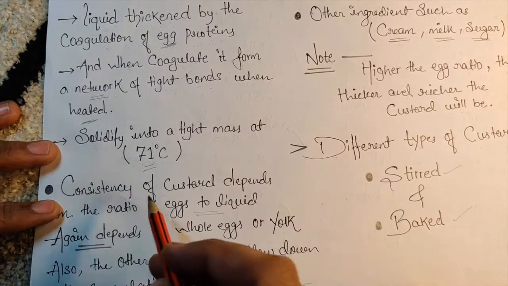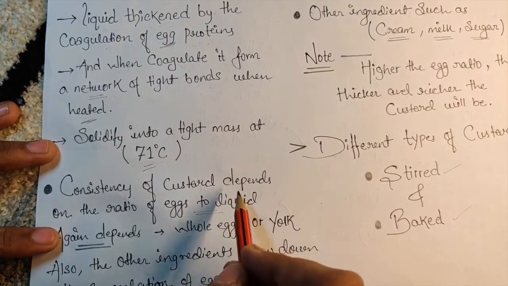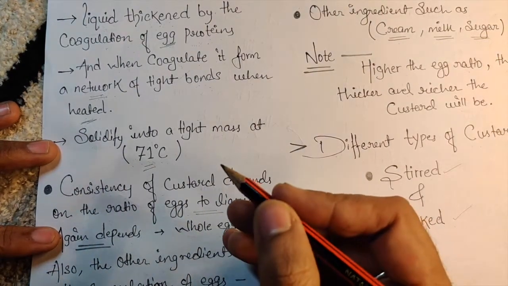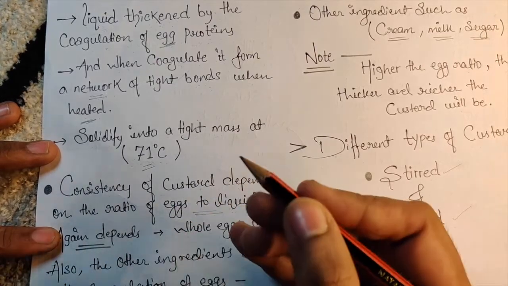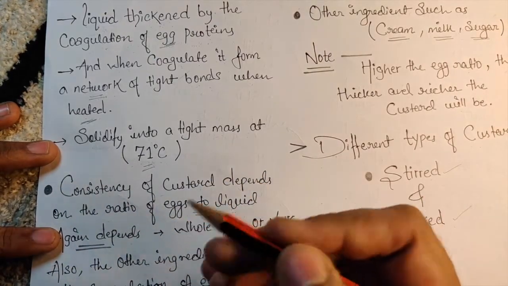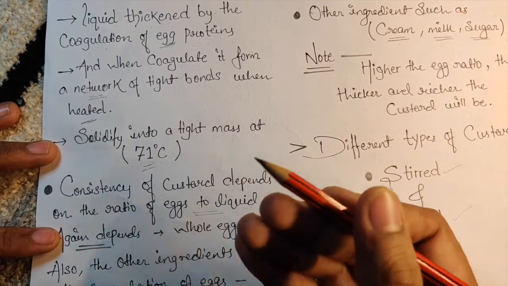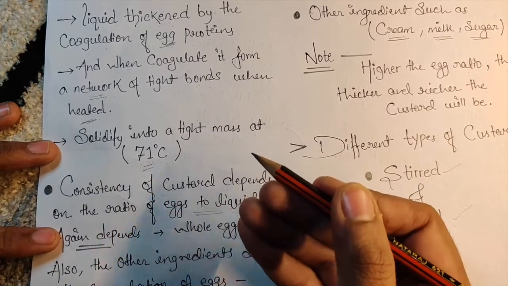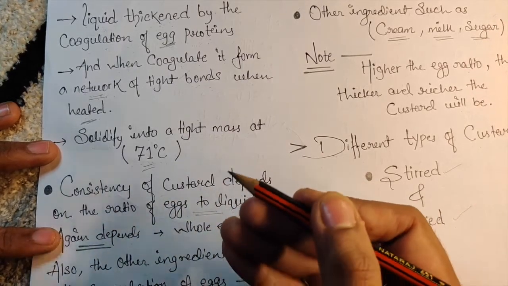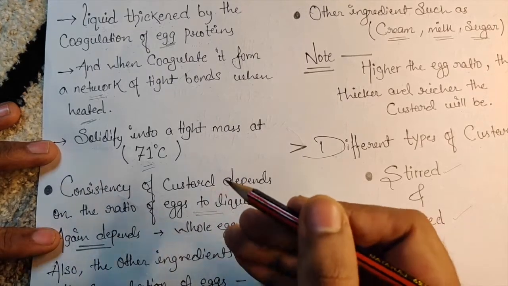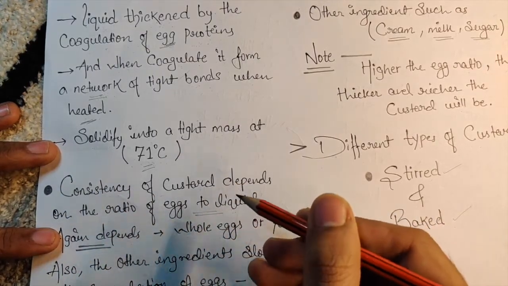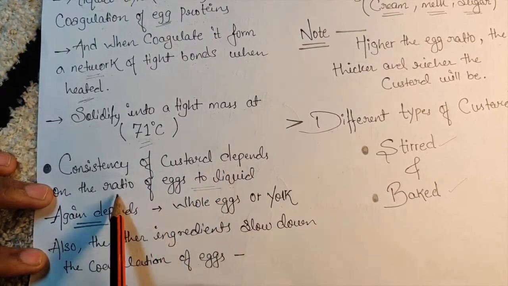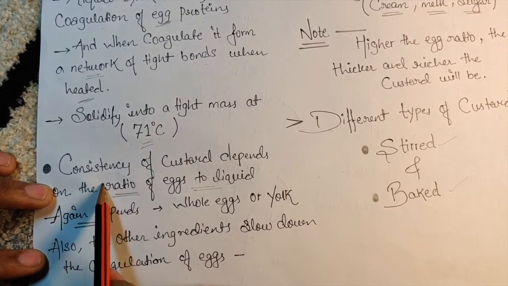Clear with this? So here the consistency of the custard depends on the ratio of eggs to liquid. It totally depends on how runny you want to make it, how thin, how thick, what consistency you want. It depends on how many eggs you are using for your liquid. Means 50 of milk or maybe 50 of cream, using 4 eggs or 5 eggs, 3 eggs. It all depends on what kind of consistency of the custard you want. Accordingly, you have to understand how much liquid and how many eggs you are going to use. So the consistency of the custard depends on the ratio. Clear with this? This is the main thing, right?